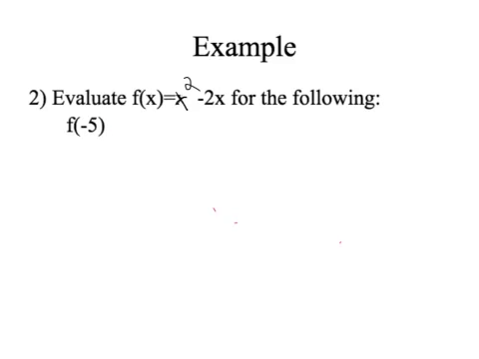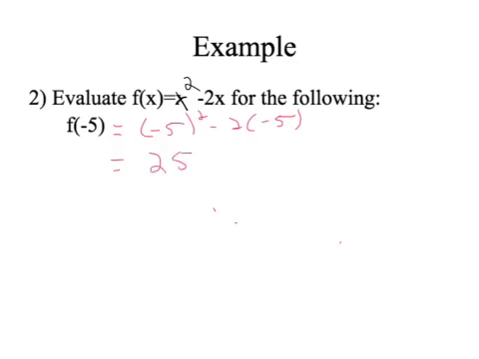For our next example, f of x equals x squared minus 2x. Now I want to solve for f of negative 5. So that means whenever I see an x, I want to replace it with a negative 5. And simplify. Order of operations, say I do exponents first. So negative 5 squared, negative 5 times negative 5 is positive 25.